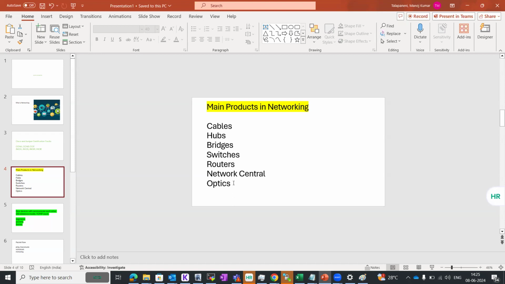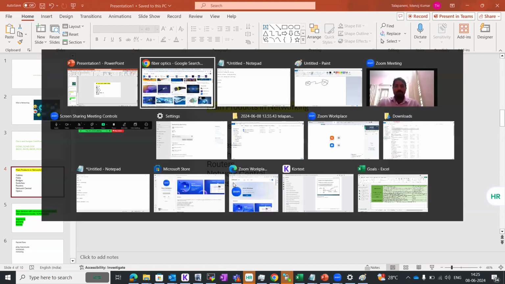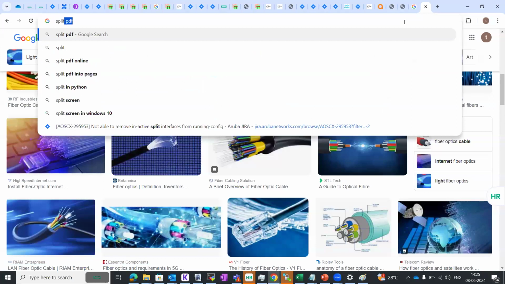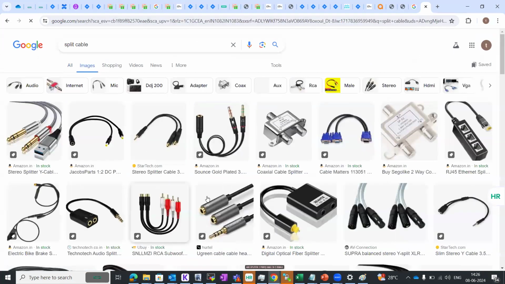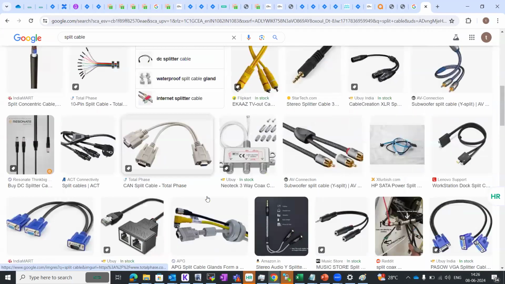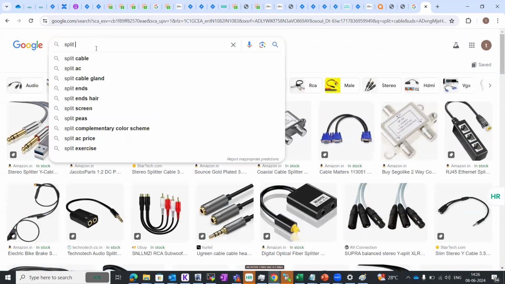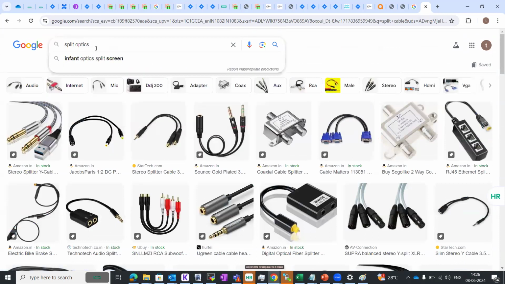That means one optic can be split into 4 cables. That means a 40 gig optic can be split with the help of a split cable into 10 gig cables. If you see here, the split cable has one end that will be 40 gig optic, and another end will be 4 cables, which is used to connect to the 10 gig optics on the other side.